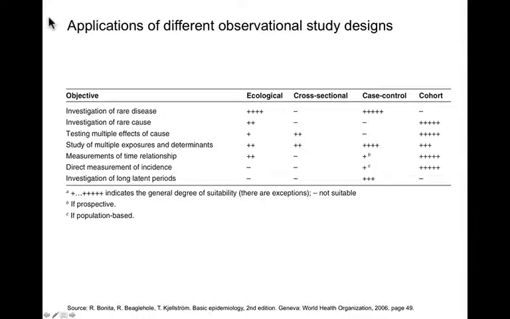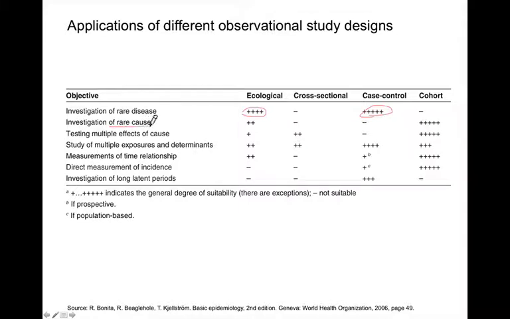This slide shows the application of different observational study designs. So we're going to look at ecological, cross-sectional, case control, and cohort studies, and particular objectives for which each kind of study design might be appropriate. The first objective we might have would be to look at rare diseases. And for that, both ecological and case control studies work well in that we can identify groups where rare diseases occur and then look for their particular exposures that might have happened.